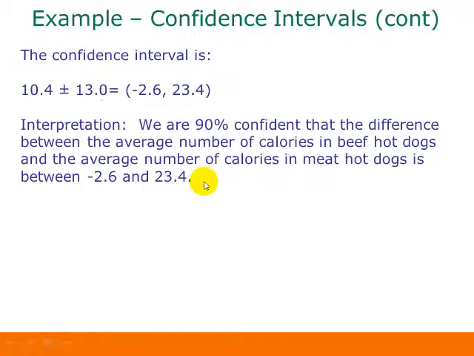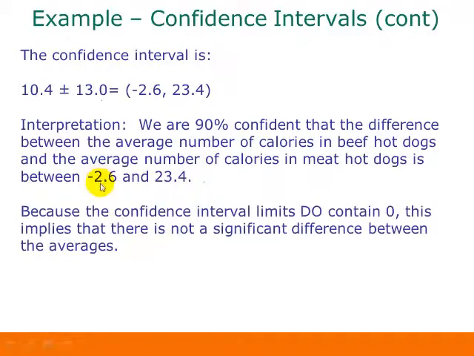Now the interpretation of this is that we're 90% confident that the difference between the average number of calories in beef hot dogs and the average number of calories in meat hot dogs is between a negative 2.6 and a 23.4. Now here, because we're looking at the difference between our two population means, the difference can either be negative, which would mean that the average for the beef hot dogs is actually less than that for the meat hot dogs, or it can be positive, which would mean that the average for the beef hot dogs is greater.